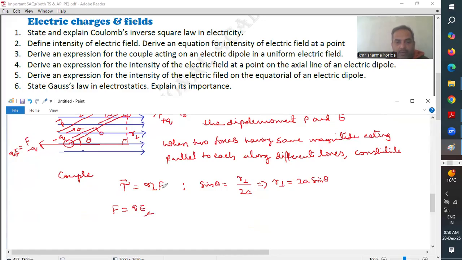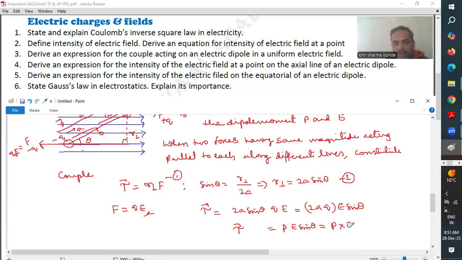So you call this equation 1 and this equation 2. So torque or couple equals R perpendicular, replaced with 2a sine theta, and F replaced with qE. So you know that dipole moment is 2a into q, along with E and sine theta. So 2aq is the dipole moment, times E sine theta. So as per the cross product definition, if you remove sine theta, we can express this as P cross E. So it is also one of the examples of the cross product between two vectors.